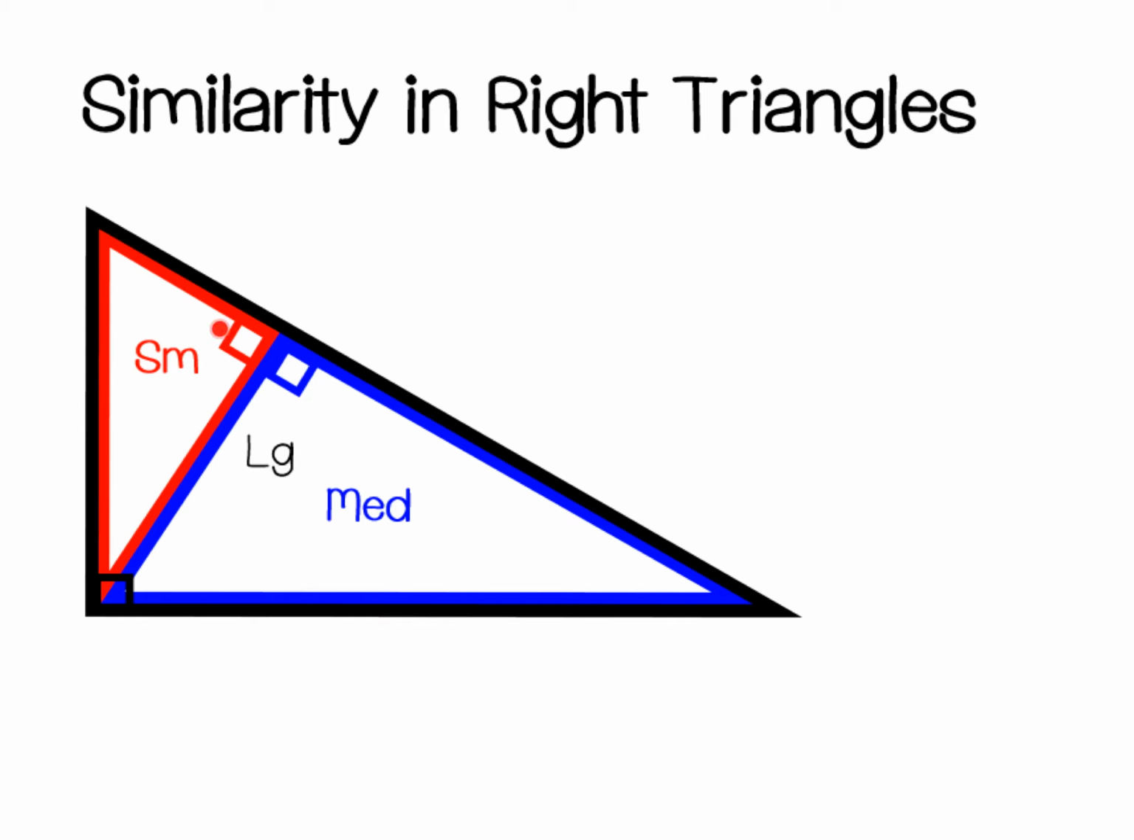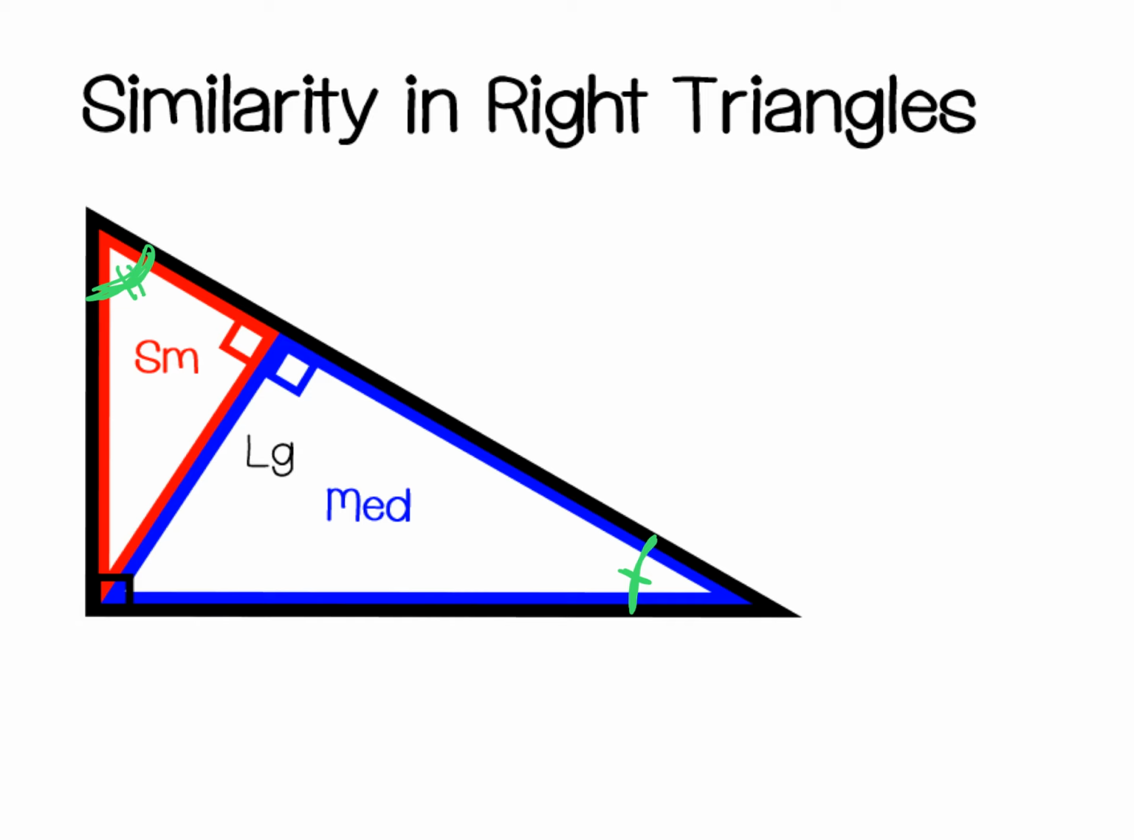Okay, so I call it the small and the medium, just to distinguish between the three. So notice, because it is an altitude, we do have those right angles that I have marked. Now let's think about the other angles. If I look at the big triangle, I'm going to mark this angle here with one tick mark, and I'm going to mark this angle here with two tick marks.